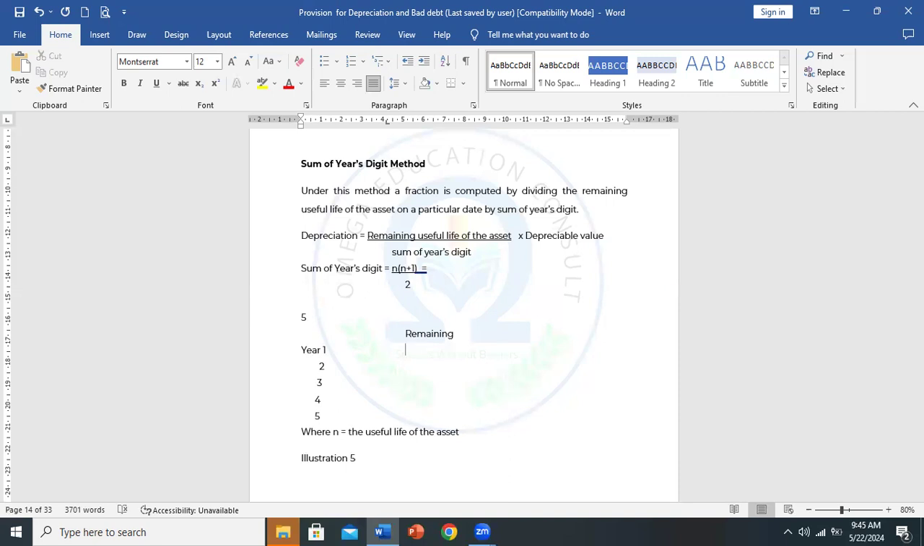So if the useful life of the asset is 5, then in the first year, the remaining life is 5. In the second year, the remaining life is 4. In the third year, the remaining life is 3. In the fourth year, the remaining life is 2. In the final year, the remaining life is 1. Don't overthink. See the simple thing I'm doing here. I have just rearranged the years in descending order to the point where the first year corresponds to the last year in that order. That is how you get the remaining life.